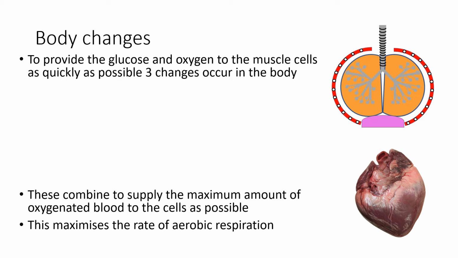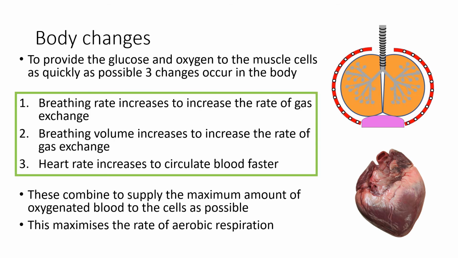The organs on the right hand side are the lungs and the heart. And the three changes that occur are the rate of breathing increases when we do exercise. The volume, how deep we are breathing, increases with exercise. And the heart rate, how fast the heart is beating per minute, also increases with exercise.